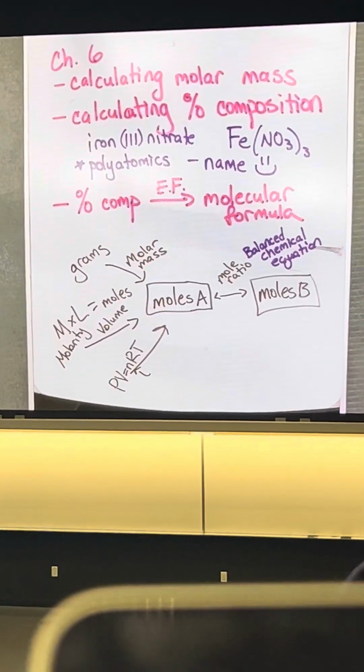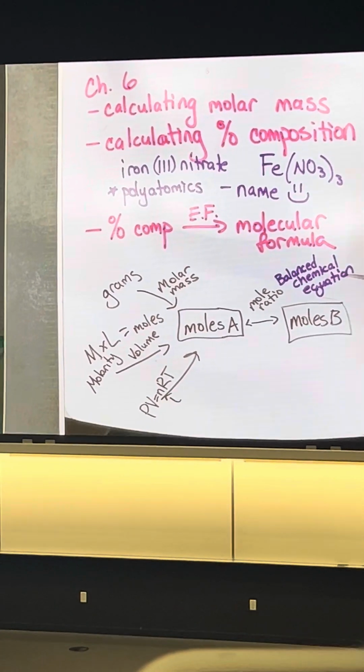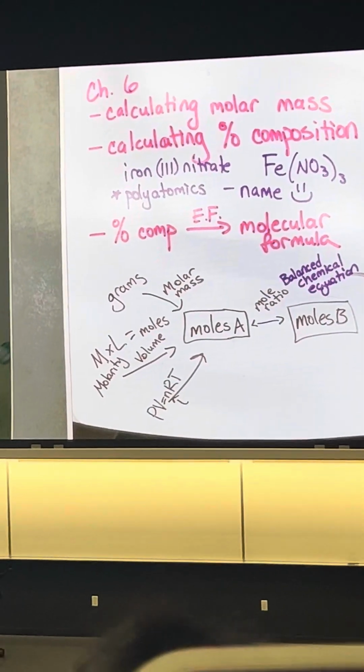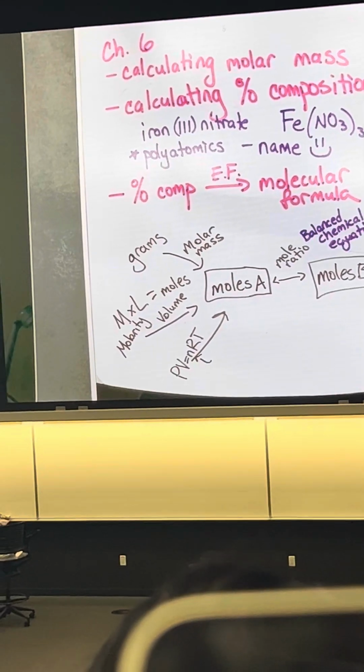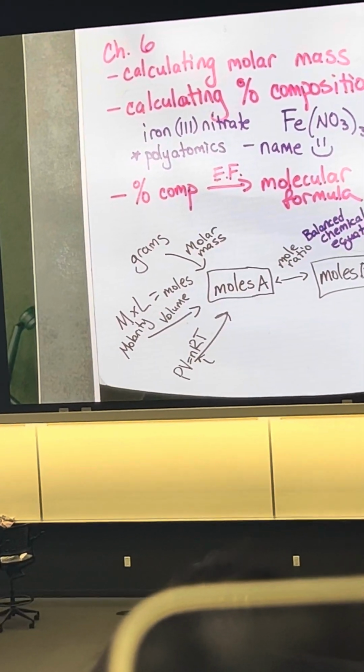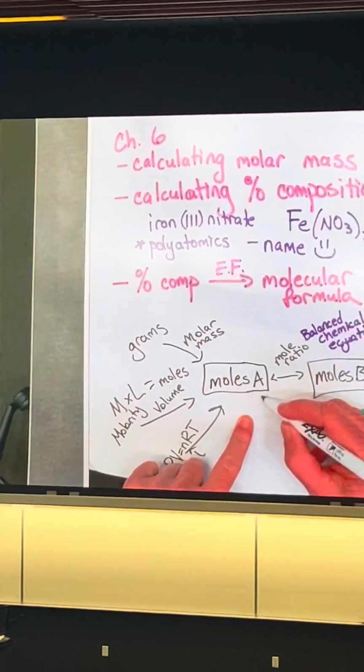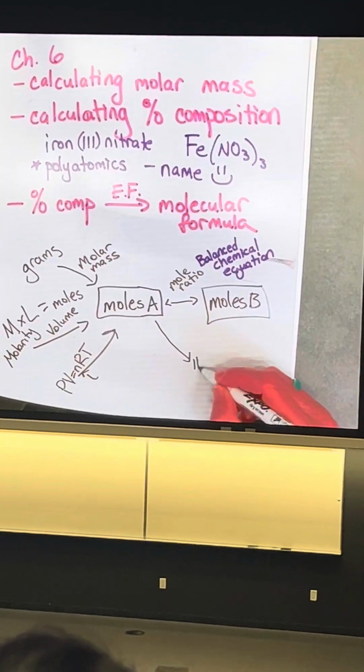Chapter 6, that's pretty much it. We've got calculating percent composition. We've got calculating molecular formula from percent composition. And then I'll add one more piece to this. Grams to moles to number of things.